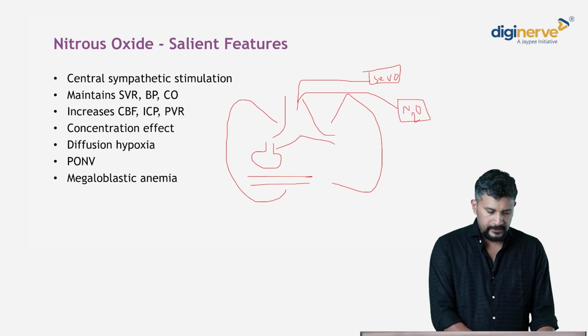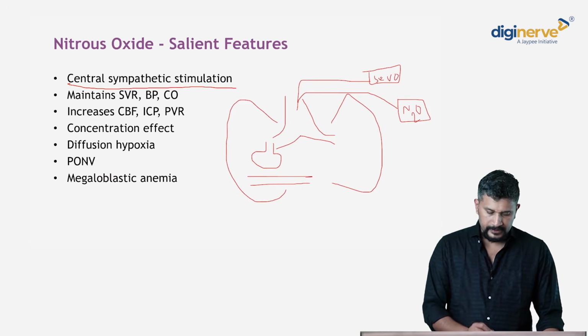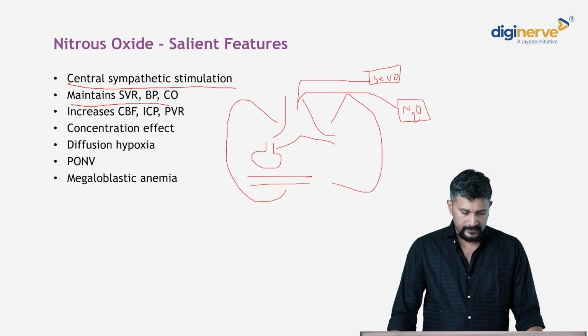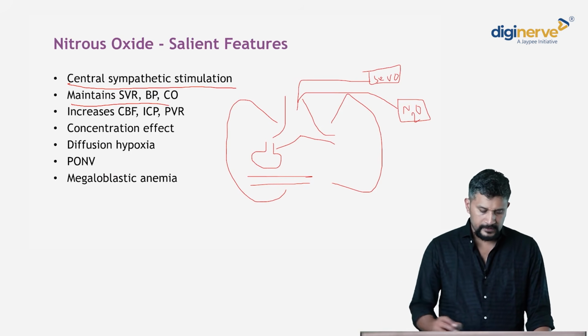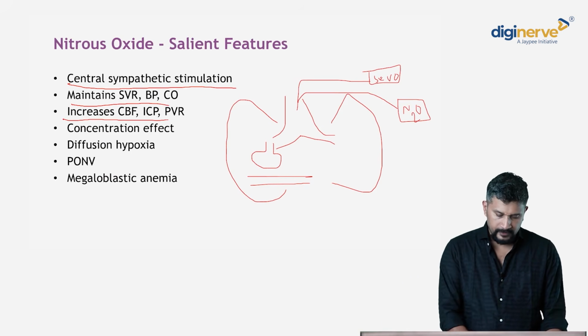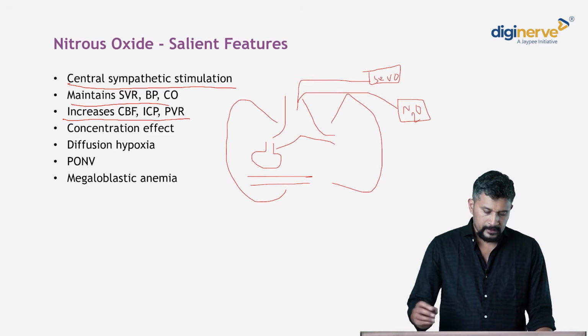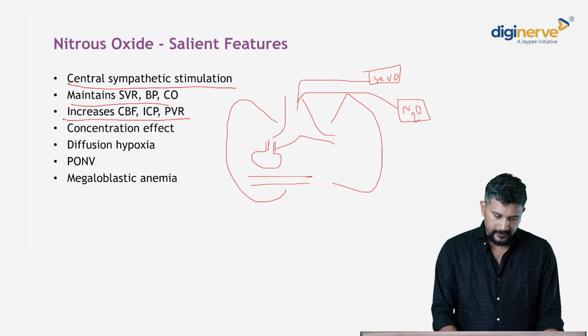Now the other features, it causes central sympathetic stimulation. It maintains your SVR and the blood pressure as well as cardiac output. As a result of this, it tends to increase your cerebral blood flow, the intracranial pressure and the pulmonary vascular resistance. It causes a concentration effect because it is 30 times more soluble in the blood as compared to nitrogen.